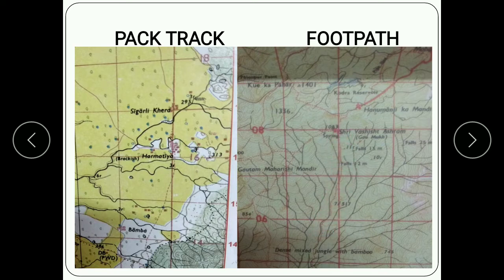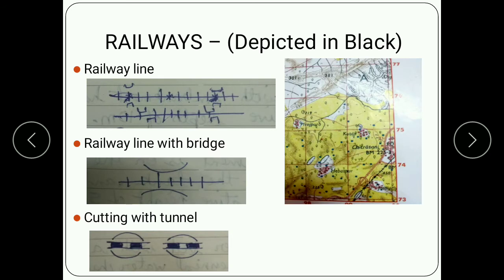Next, railways, mostly depicted in black. Railway line with bridge, cutting with tunnel. Among all these three, the railway line is the most common. As you can see on the topographical map, railway lines are clearly depicted.